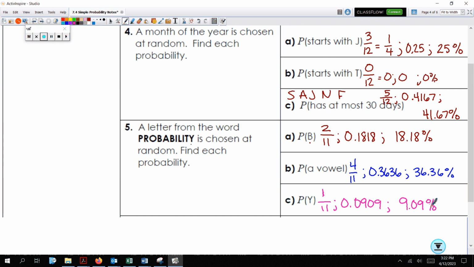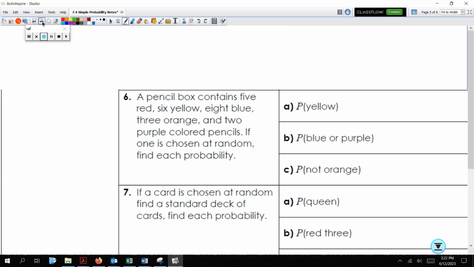All right, good. Let's look at number 6. A pencil box containing 5 red, 6 yellow, 8 blue, 3 orange, and 2 purple colored pencils. If one is chosen at random, find each probability.